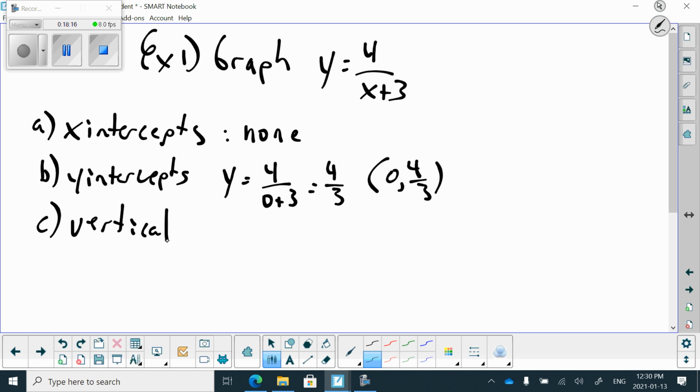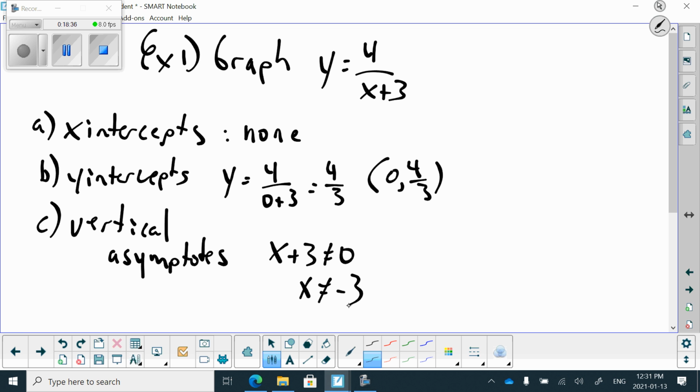Vertical asymptotes. What would our vertical asymptotes be? And how'd you get that again? Because we said x can't equal -3. That's exactly right.